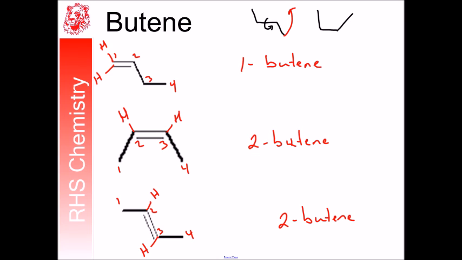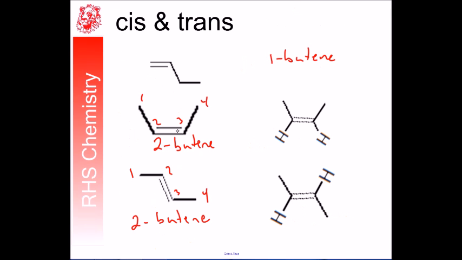And what that means is this 2-butene and this 2-butene are different. They are not the same thing. And so we have to have some way of naming these that are different. And so here's how we're going to do this. There's a couple of ways of doing this, but the most common way is to use cis and trans. So these are both 2-butenes, but they're not the same.